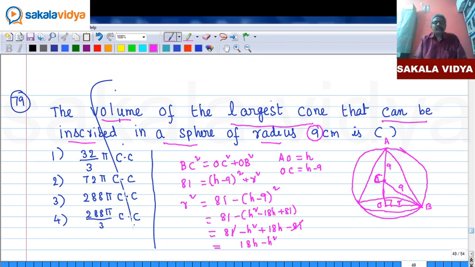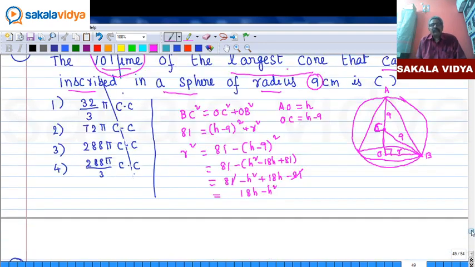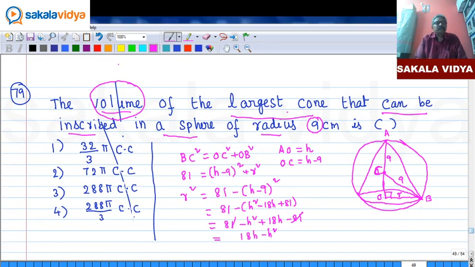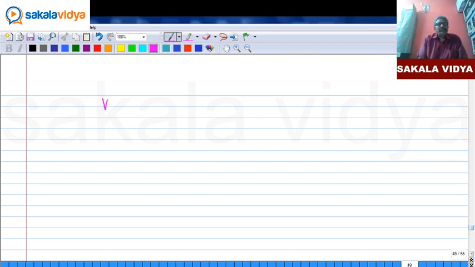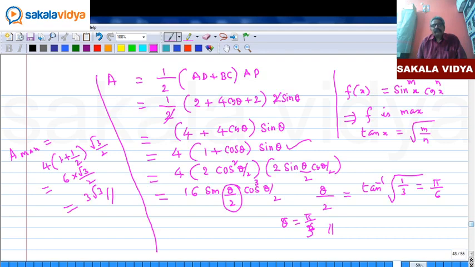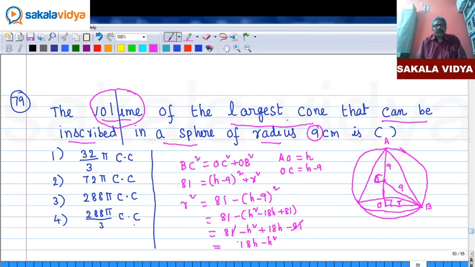So what do you need to find out? The volume of the largest cone, so the volume is to be maximized. The volume of the cone is equal to 1 by 3 pi R square H. R square is equal to how much? 18H minus H square. You remember this one.